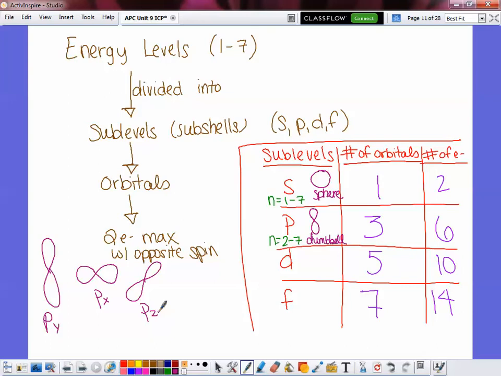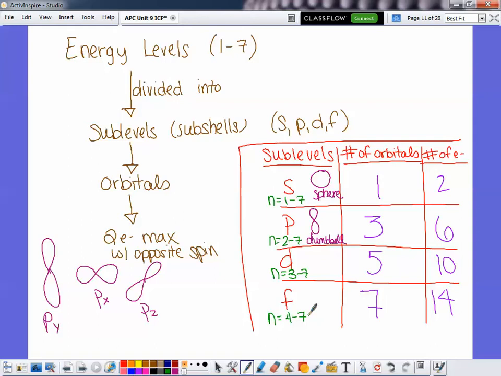Okay? The D sublevel is on what energy levels? 3 through 7. And I'm not even going to attempt to draw these. These are much more complex. But again, they're going to be oriented in space a little bit differently. Okay? And then the F sublevel, 4 through 7. And again, these orbitals are even more complex in shape.